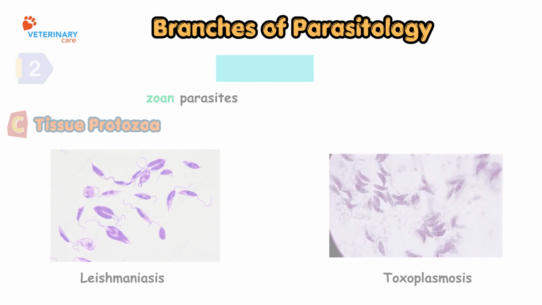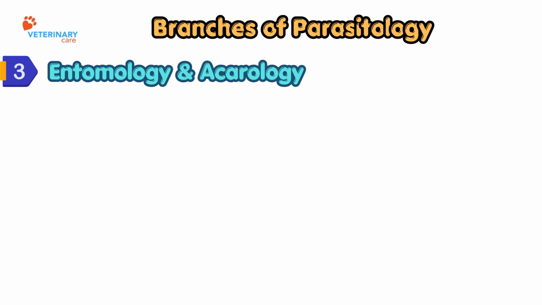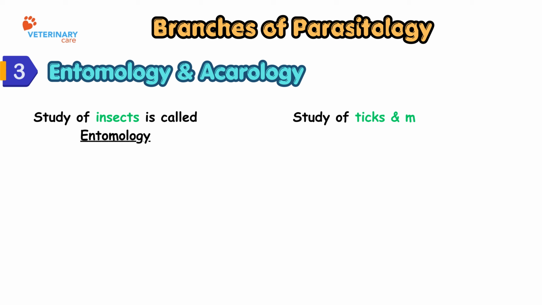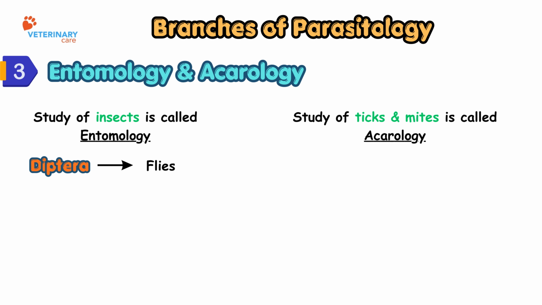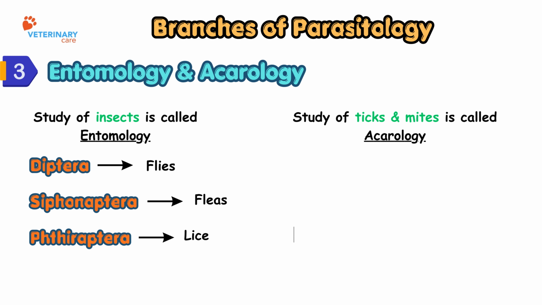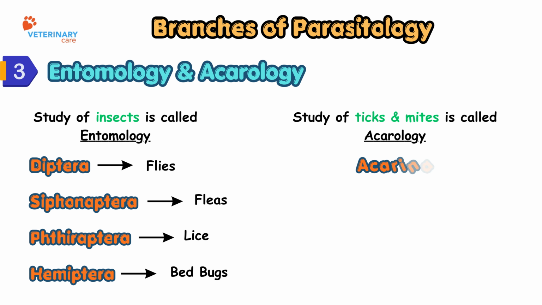Now let us discuss the third branch called entomology and acarology. The study of insects is called entomology, while the study of ticks and mites is called acarology. Important insect groups include Diptera, which are flies, Siphonaptera, which are fleas, Theraptera, which are lice, and Hemiptera, which include bed bugs. Ticks and mites belong to the group Acarina.